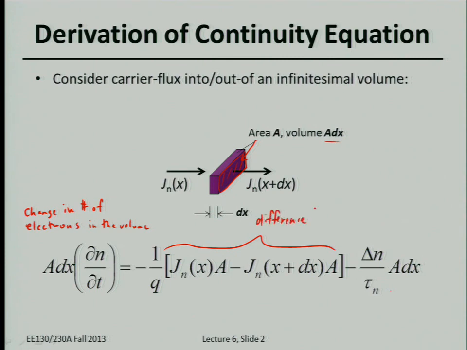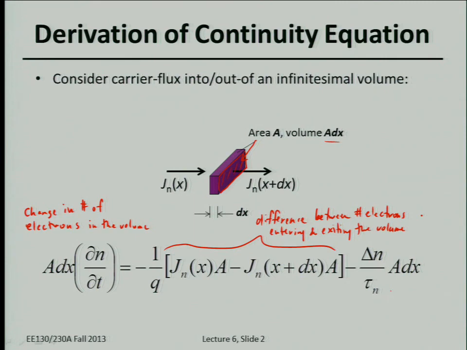So this is the difference between the number of electrons entering and exiting the volume. And current is charge per unit time, so you have to divide out the charge on the electron to get the number of electrons per unit time. And this is current density, so that to get the number of carriers per unit time, you need to multiply by the cross-sectional area, right? This is current per unit area. You have to multiply by the cross-sectional area. Okay, does that make sense?